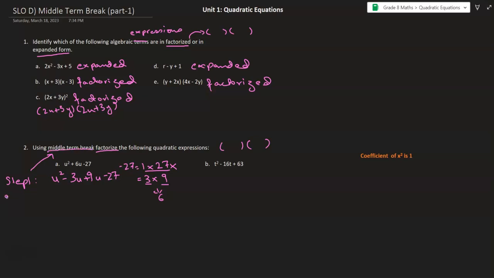Okay, now step 2 is to take common. Now y is common here, y is common here, so I write y outside. There is 2y, and so 1 is left.